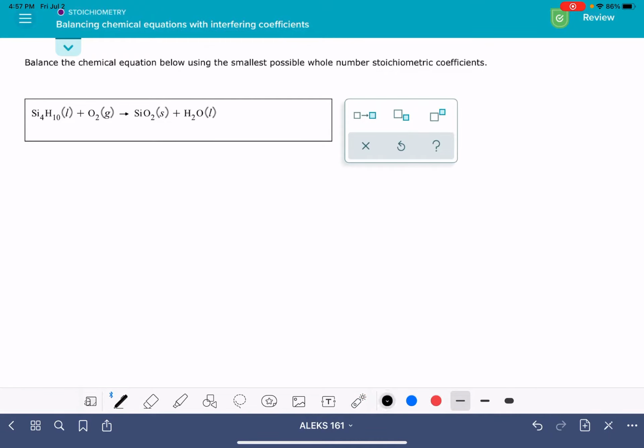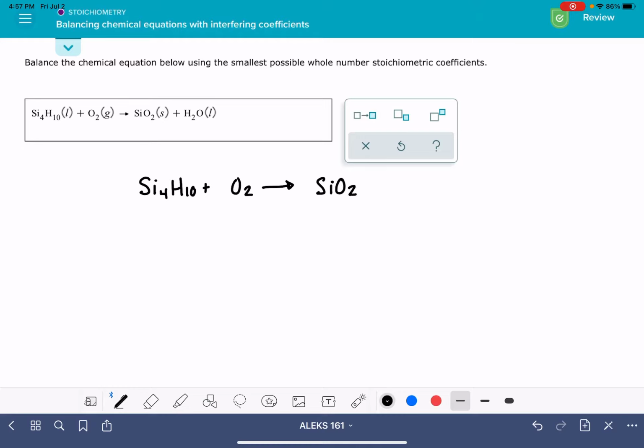I'm going to start by copying the equation down into this space here just so that I have a little bit more room to work with. I don't need to be copying down the states, the liquid, the gas, the solid, etc., because that's not used when we're balancing the equation.